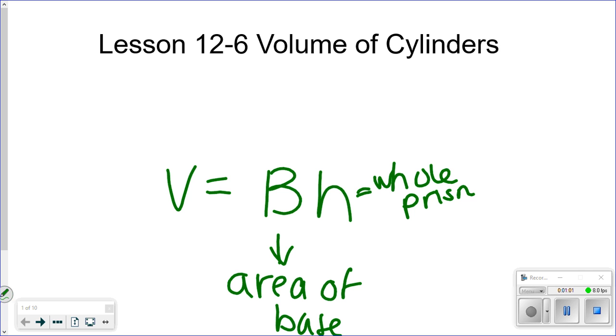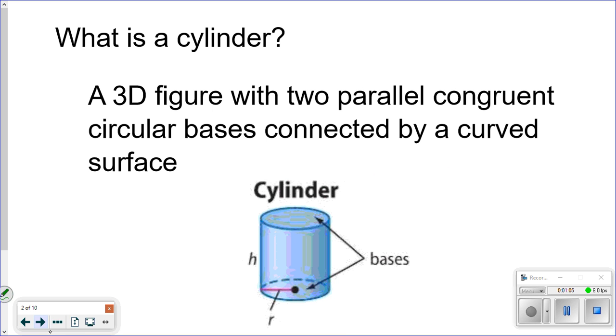All right, we're going to work off this again today. So first of all, cylinder, what is it? It's a figure that has circles as the bases. It's not a polyhedron because it doesn't have a polygon as a base. So it's a 3D figure that has two circular bases, and it's connected by that curved surface. If you want to just draw a picture, you're more than welcome just to do that.